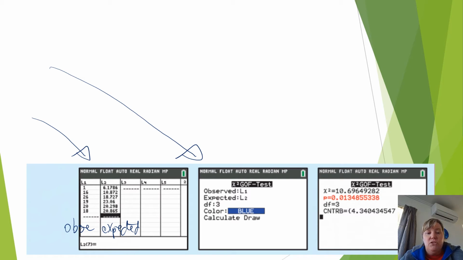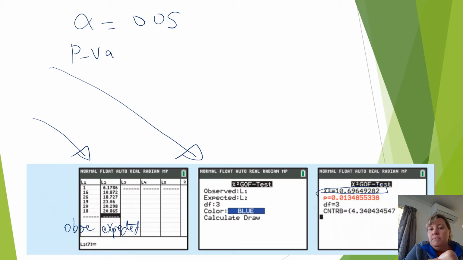It asks for the degrees of freedom. In this case, it is 3 because I think it's n minus 2, but I'll just double check that for you in a second, but it will work it out for you anyway off the list. And then it will run the test. So what this test says is that if you have a look, chi-squared value is 10.69. Okay, that's the calculated value. If you were given the critical value, you can compare them. All right, but we've been given the p-value, so we know that the critical value is 0.05. Our value been given is 0.013.